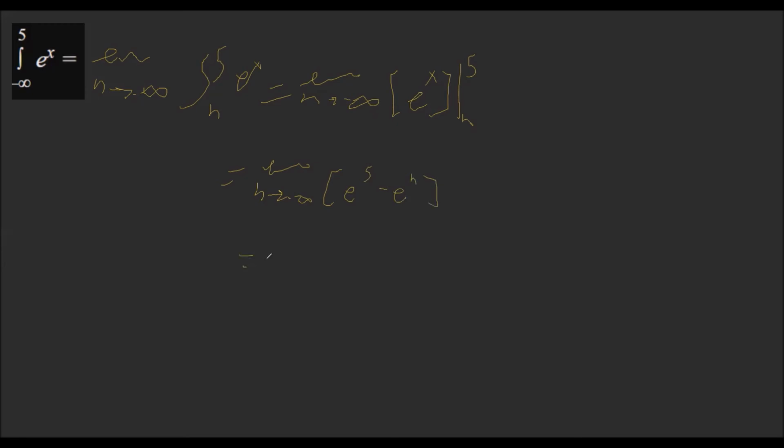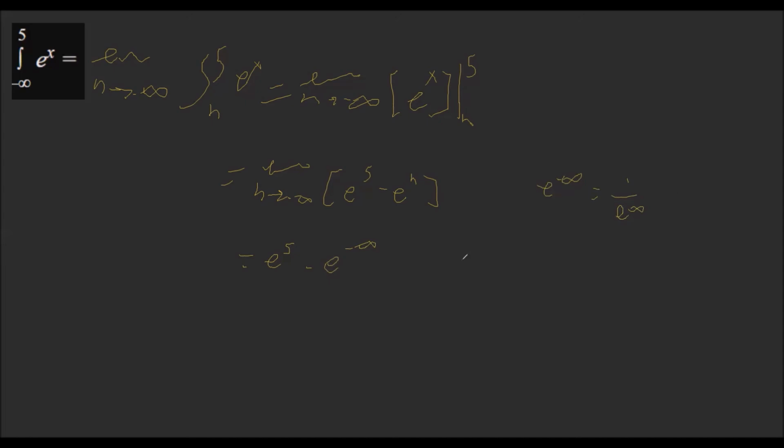And so from here, we can take the limit. We can say that this is equal to e to the power of 5 minus e to the power of negative infinity. Now, e to the power of any negative exponent can be represented by 1 over e to the power of that exponent. Keep in mind that this is not a proper way to represent the limit as n approaches negative infinity. However, it is a good interpretation. Mathematically it isn't correct, but it's a good way to understand what's going on.